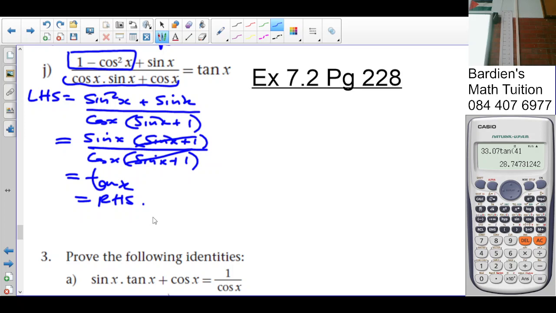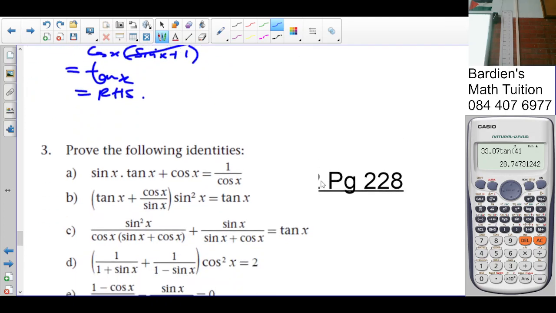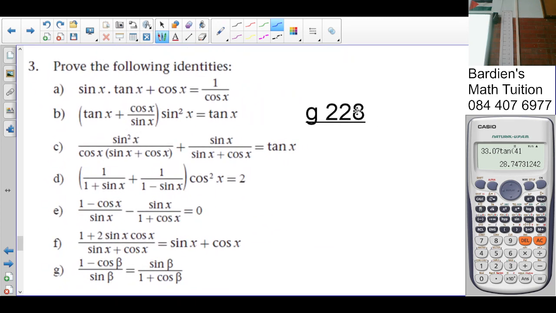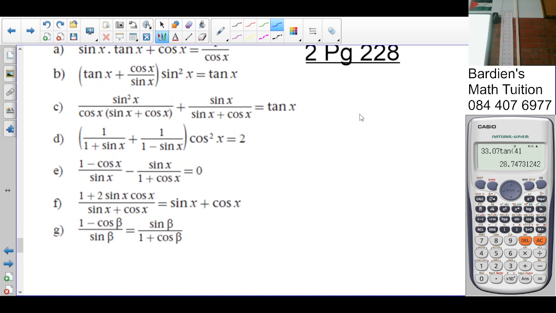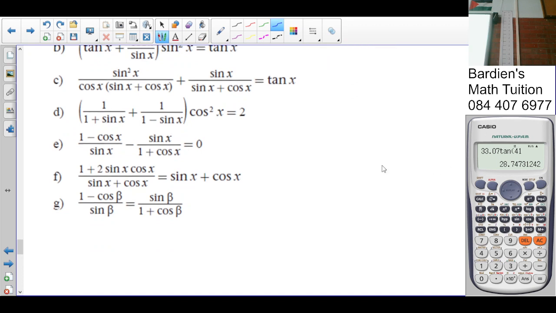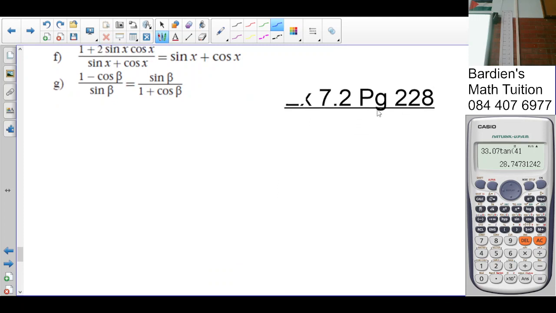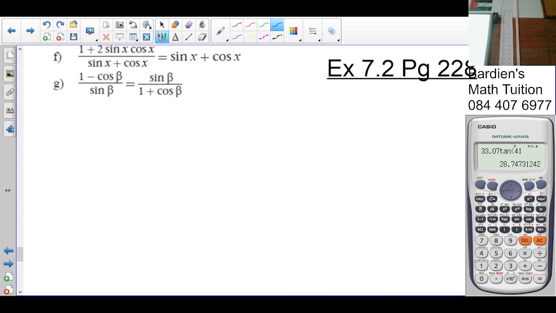Any problems with number 3? F and G. Okay. Any other problems with number 3? So any problems in the first column? Oh, it's all one column. So it's F and G, okay. So let's look at F.